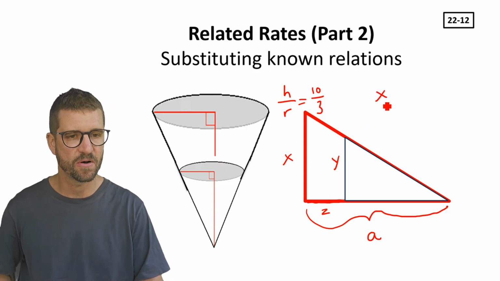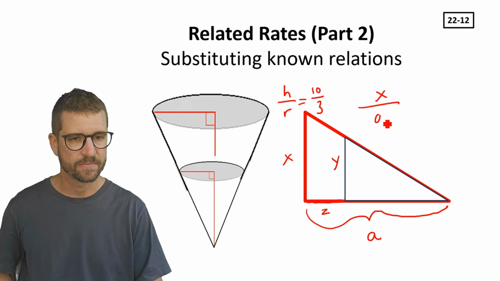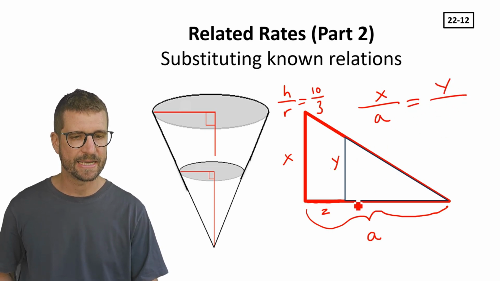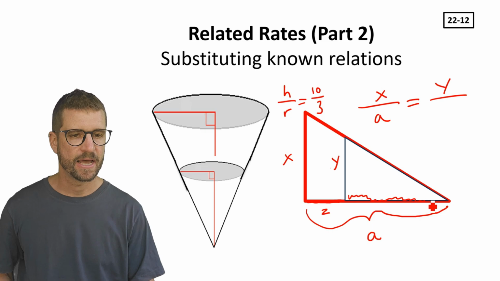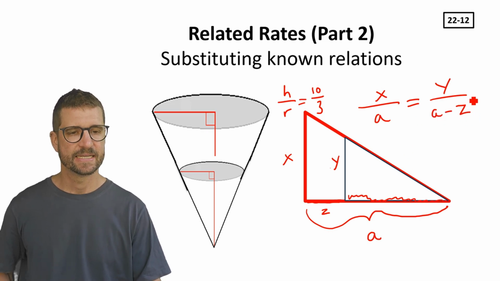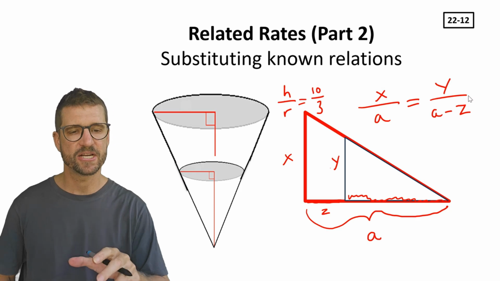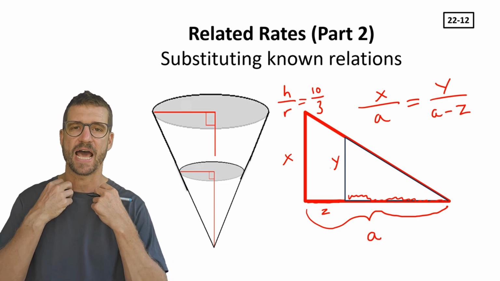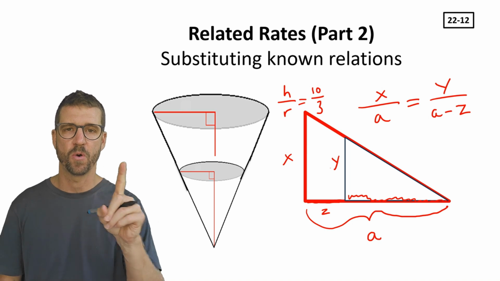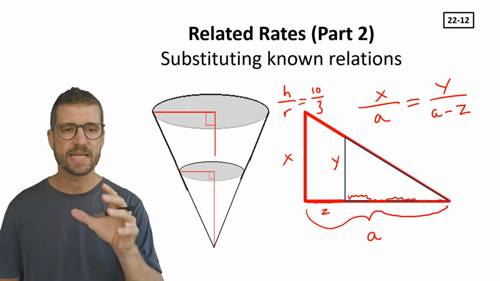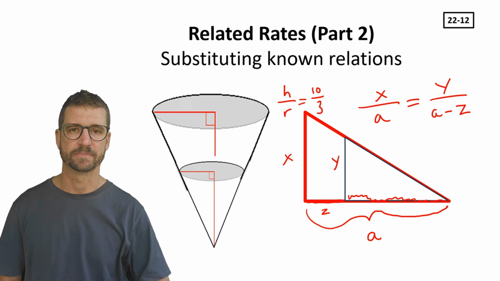You know the ratio of X to A equals the ratio of Y to this side, right? Well, what is this side? That side would be A minus Z, okay? With that information, you would be able to solve a related rate problem. Very common is a shadow problem where you have a person walking away from a light. If you see that problem, you're going to need to use this methodology.